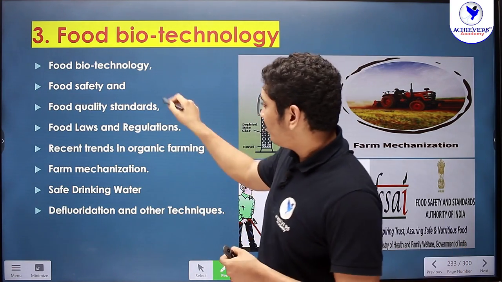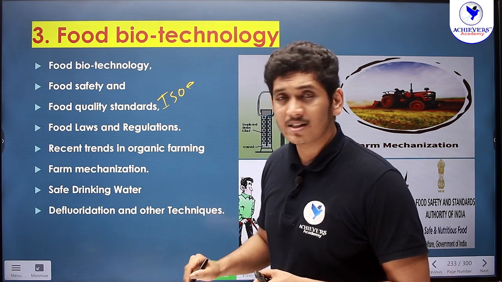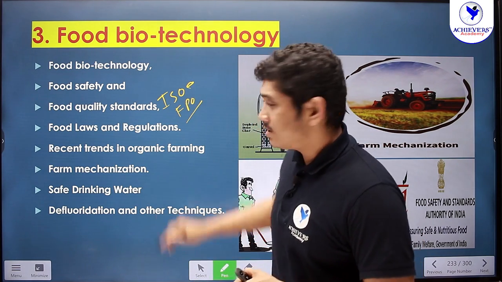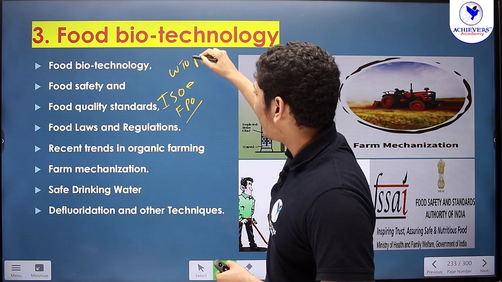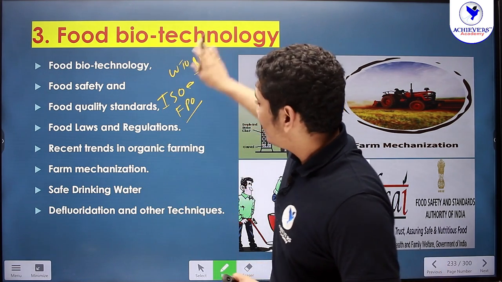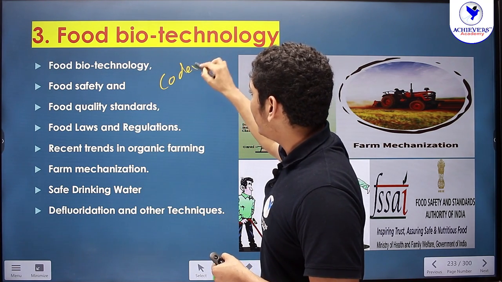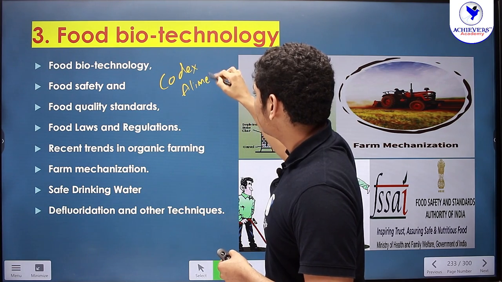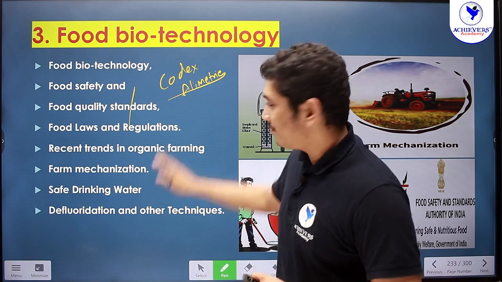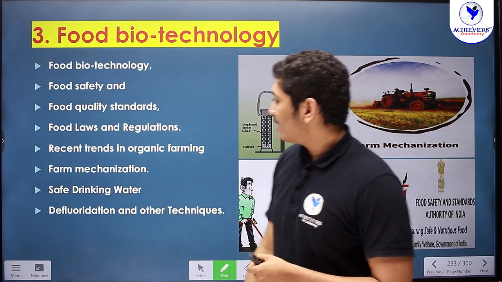At the world level, we'll learn about institutions like ISO standards for food, international standards, Fruit Products Order (FPO) standards, and even WTO standards for sanitary and phytosanitary measures. You'll also learn about the Codex Alimentarius. These all you will be learning in these topics. Very interesting, very easy. I'll be giving you one standard set of notes here.